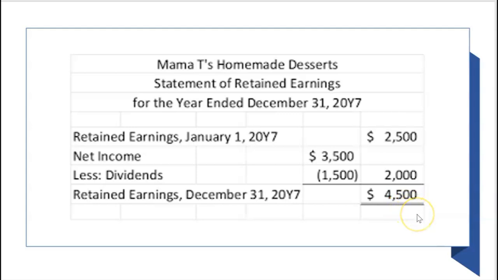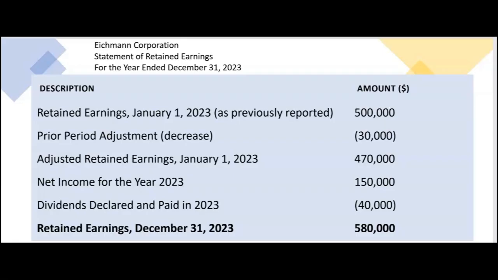Now, why is this so basic? Because there's no adjustments for any beginning retained earnings issues, like a prior period adjustment, correction of an error, or cumulative effect of a change in accounting principle. Nothing like that going on in this statement of retained earnings for Mama T's homemade desserts. But what about for Eichmann Corp?